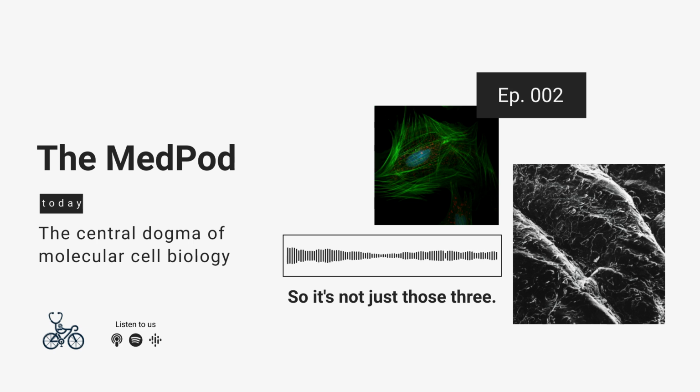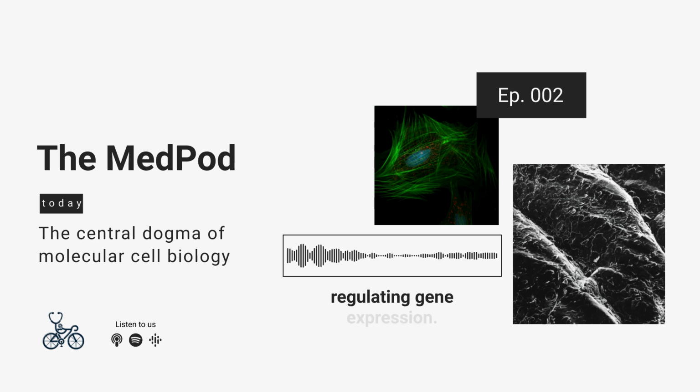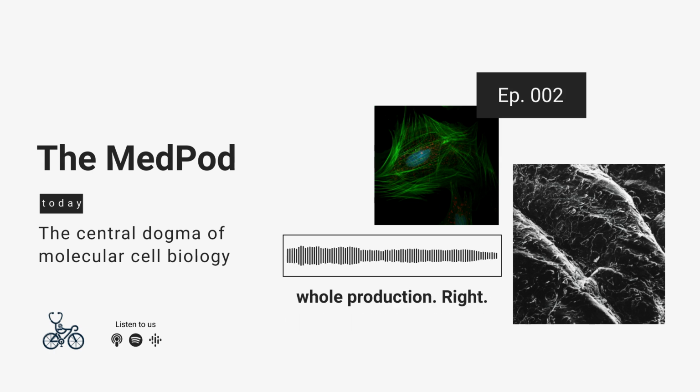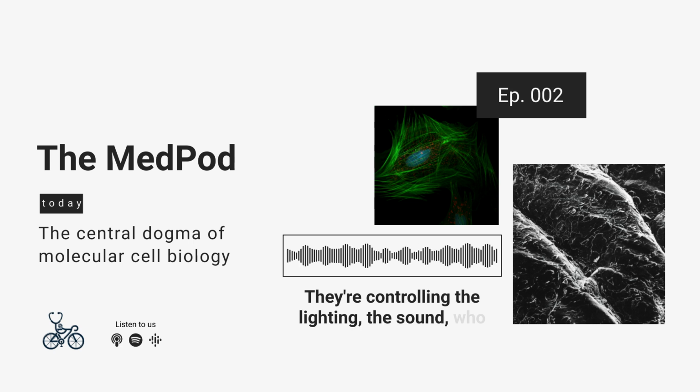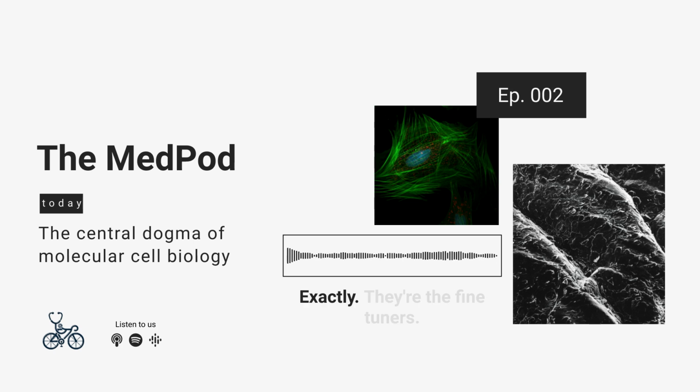So it's not just those three. No, there's actually a whole world of what we call non-coding RNAs, or ncRNAs. They don't directly make proteins, but they're really important in regulating gene expression. Imagine they're like the stage managers of this whole production. They're controlling the lighting, the sound, who gets cast. So even though they're not making proteins, they're still calling the shots. Exactly. They're the fine tuners, so they're still essential.